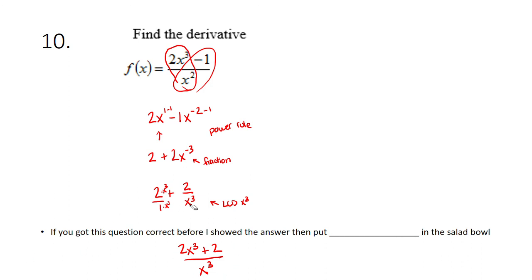This answer right here is the answer without them combined, and this answer right here has the negative exponent, except you're never going to see it with a negative exponent. You always want to move your negative exponent. If you got this right, you put some turkey into your salad. Okay, we only have 2 more questions.